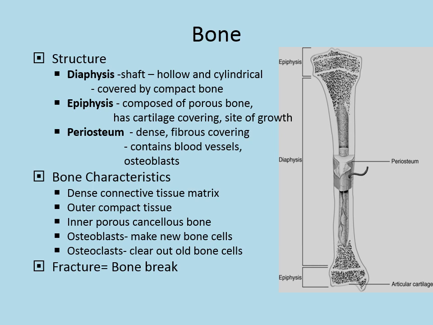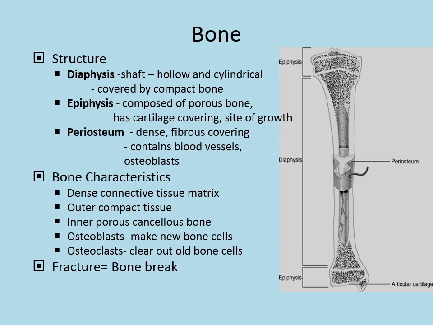Some other characteristics of the bone. A bone is a dense connective tissue matrix, so it's a very hard substance. There's an outer compact tissue, so the covering of the bone is very hard, and then the inside is a porous cancellous bone, so a little bit more spongy. In the periosteum, we have osteoblasts that are helping to make new bone cells, and there are also inside the bone osteoclasts, which clear out old bone cells.